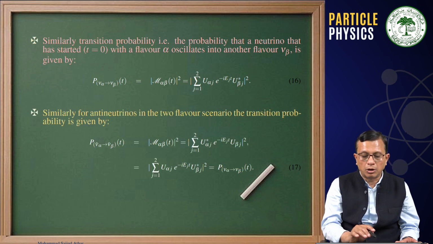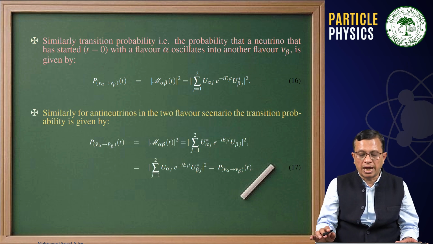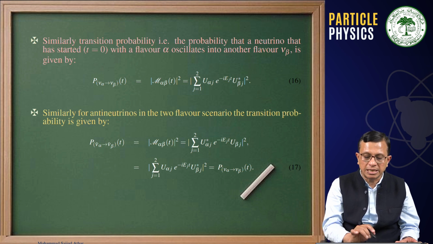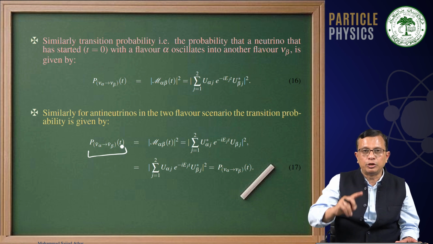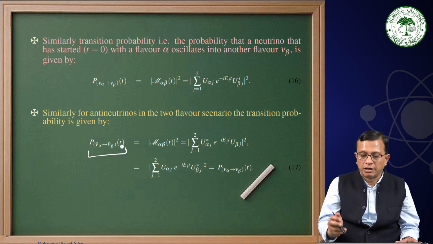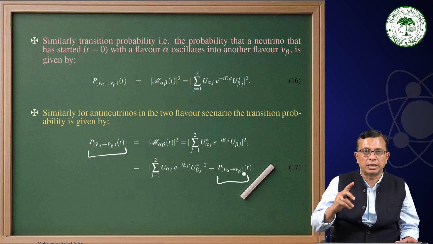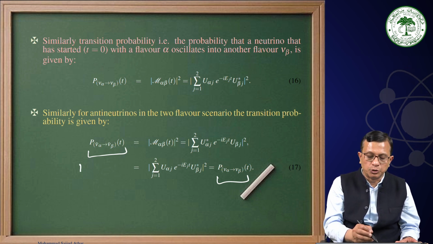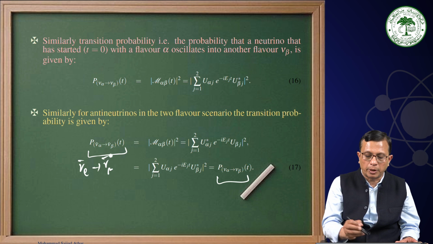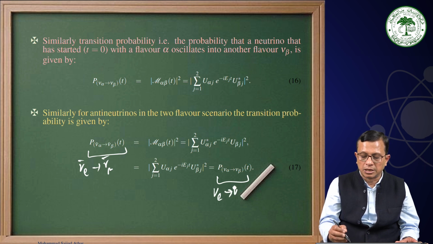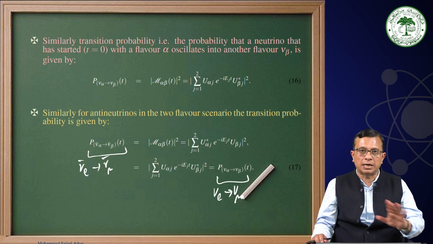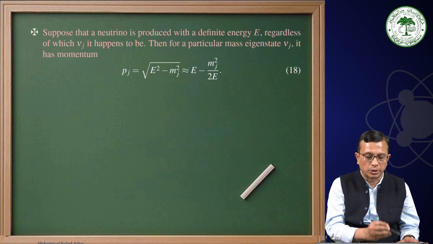Now similarly, if you talk about anti-neutrinos, you will have a similar expression like this, and you can see that if we write the similar expression, probability of oscillation of nu alpha bar to nu beta bar will be the same as probability of oscillation for nu alpha to nu beta. Therefore the nu e bar to nu mu bar probability would be the same as the probability of oscillation for nu e to nu mu, if we assume that CP conservation holds good.